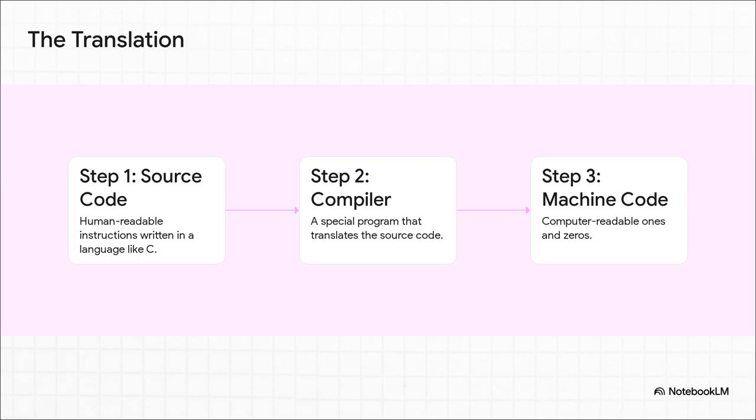So how do we get from our idea to those ones and zeros? Well, we use a translator. First, we write our instructions in a language that we humans can actually read, something like C. We call this our source code. Then, this special program called a compiler comes in and acts like our master translator. It takes our source code and converts it into the machine code the computer needs. You can think of the compiler as the essential middleman in this whole conversation.